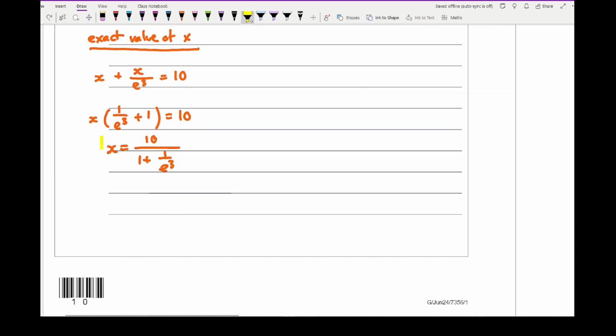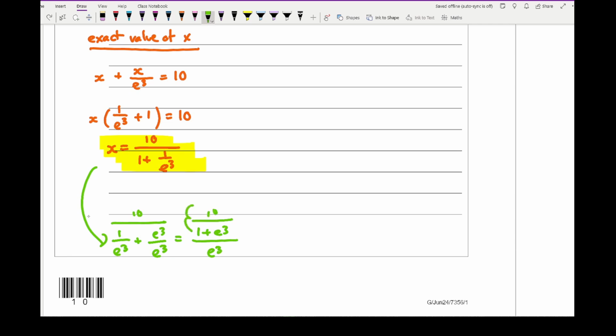And then what I then need to do is just simplify this. Now, if you're good with your simplifying of fractions, then this method will be relatively quite easy. So here we've got 1 plus, and then if I write 1 as e to the 3 over e to the 3, that then becomes 1 plus e to the 3 over e to the 3, and that's all being divided by 10.